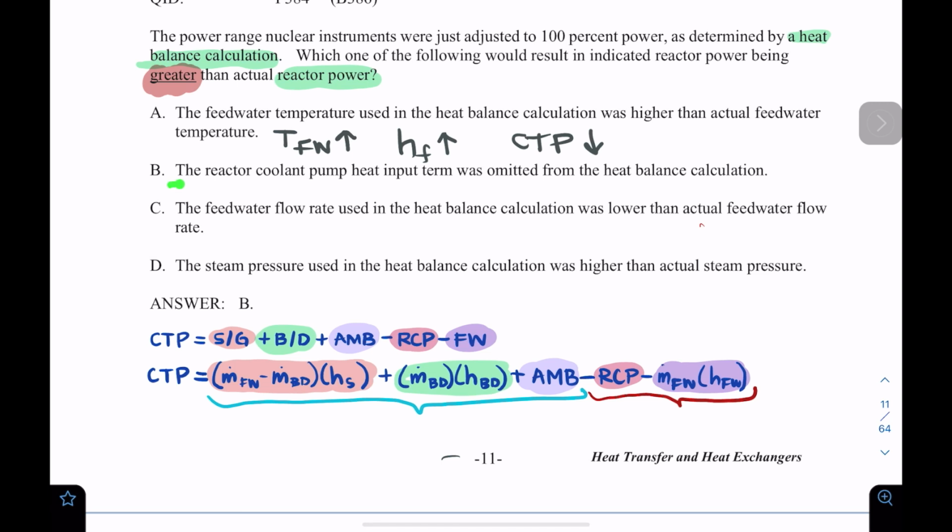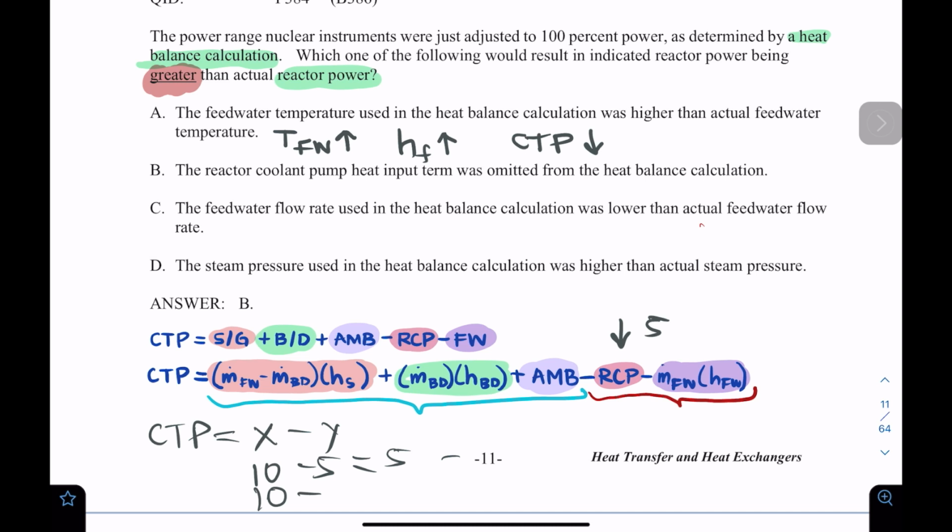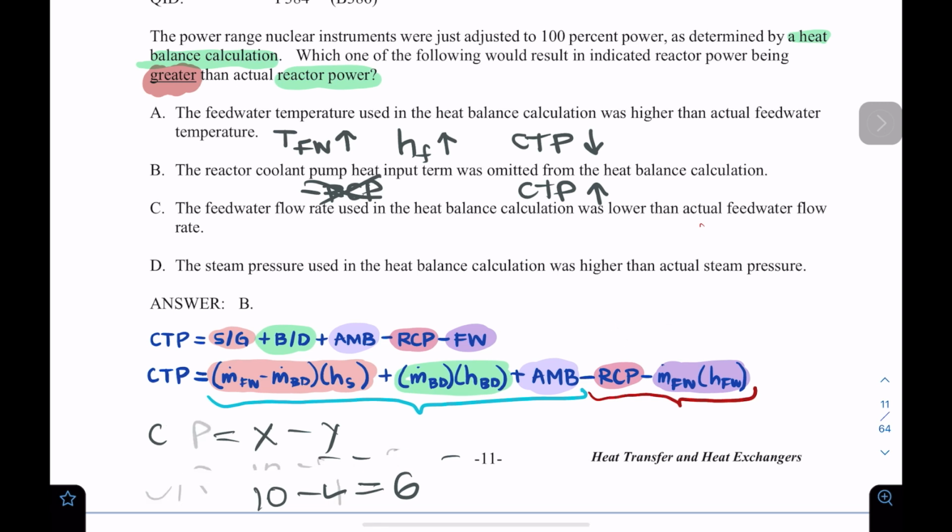So now I go to the next one. It says that the reactor coolant pump heat input term was omitted from the heat balance equation. So I'm omitting this term, right? Let's go over again. CTP equals x minus y. If I remove this term from here, what's happening? Let's say that this one was 5, but if I remove this one, I'm decreasing my terms here. So that means that this can be a 4. That will bring my core thermal power to increase. So my CTP will increase because I'm removing this part. I just pick random numbers to do that.